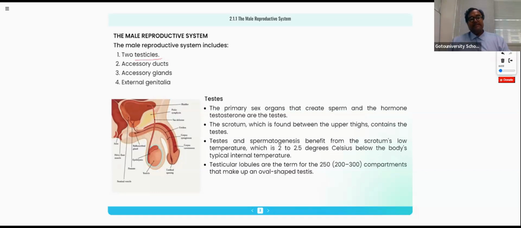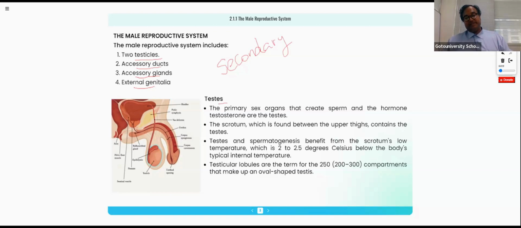Accessory duct is also called secondary duct. So please don't have any confusion between the secondary duct and the secondary gland. Secondary duct is another term for the accessory duct. Accessory gland is also called secondary gland. External genitalia is the word we use for the penis, right? The two testes are present outside the human body. For what? We are going to discuss in detail when we explain each and every structure properly.